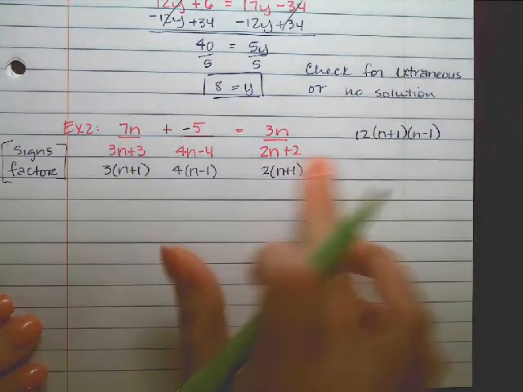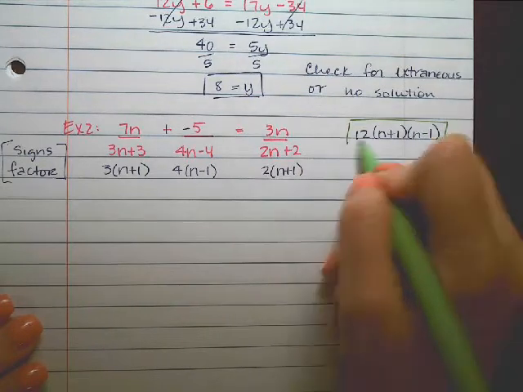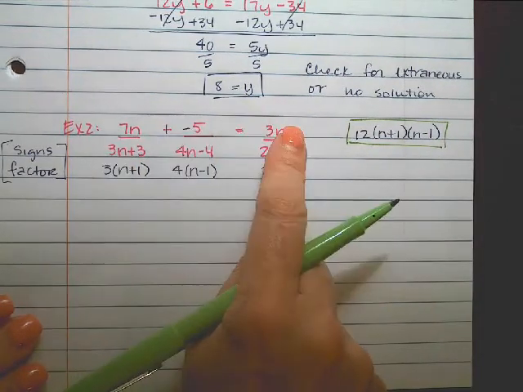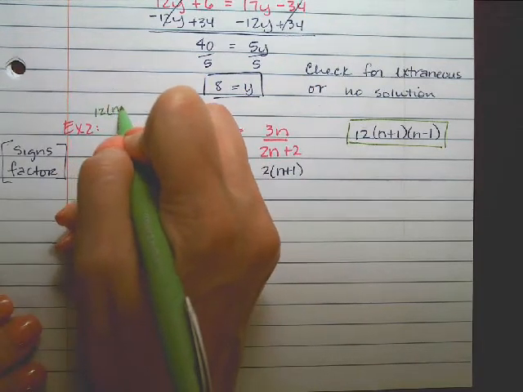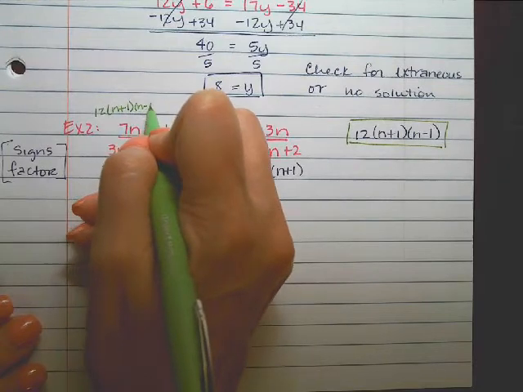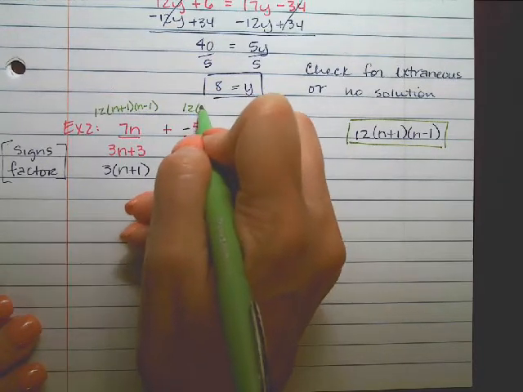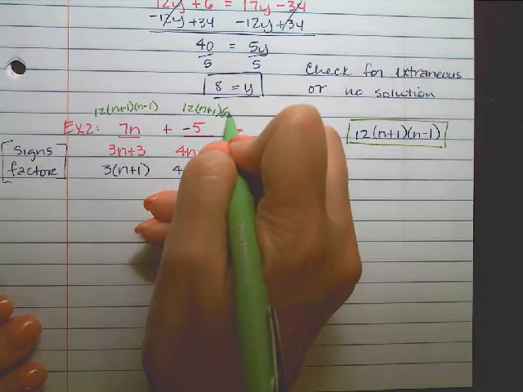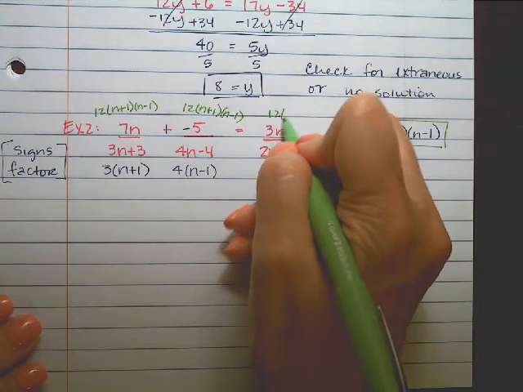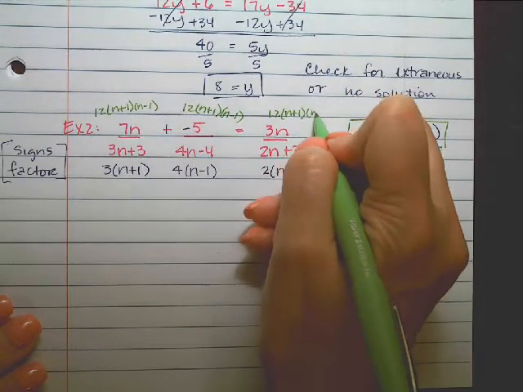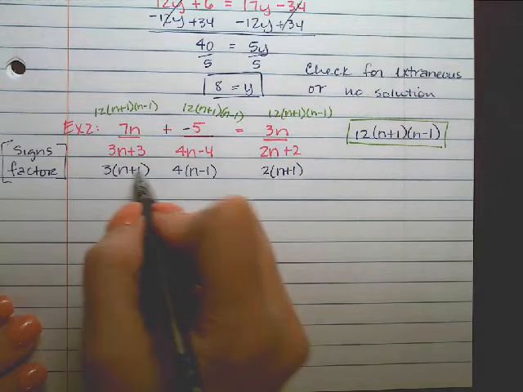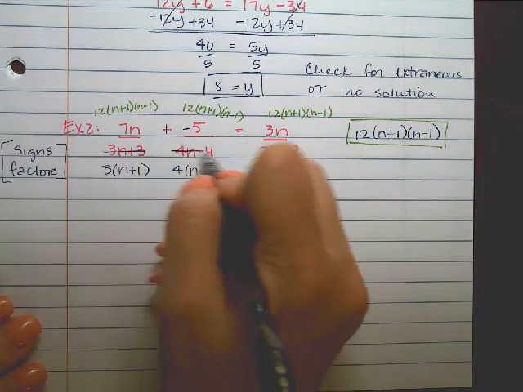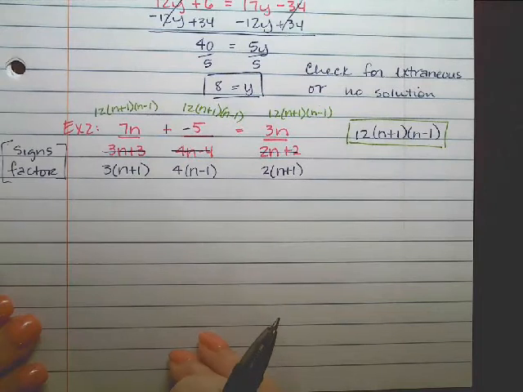We're going to write this least common denominator on top of each one of these. So you're going to have to keep it small and keep it neat. So 12 times n plus 1 times n minus 1, over each term. You want to write it up there because that way when you're canceling out, you don't lose anything. Also when you factor down here, you can mark through these so you don't get confused and you don't have too much going on.